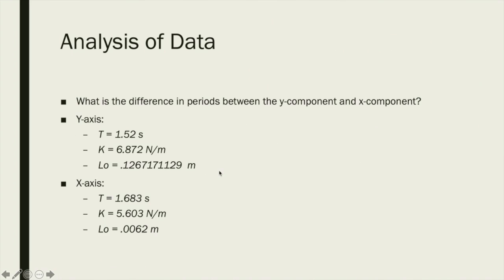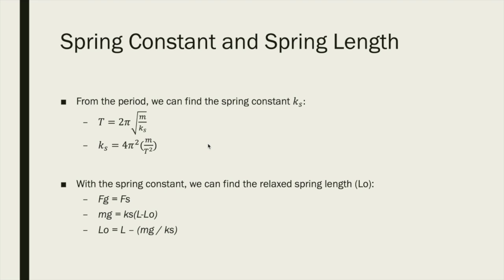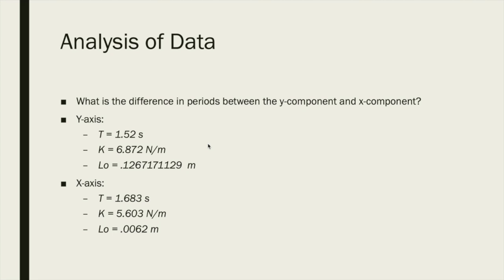And just to close this, what is the difference between the y component and x component? As we see, the y was all given to us initially, so I just restated those. And the x, we can use those expressions. I'll go back from earlier, these formulas for period, spring constant, and uncompressed length to plug in the values we got from the Tracker and the GlowScript here to get a period of 1.683 seconds, spring constant of 5.603 newtons per meter, and uncompressed length of 0.0062 meters. And as we see, the periods are similar, as we see x is greater than y.